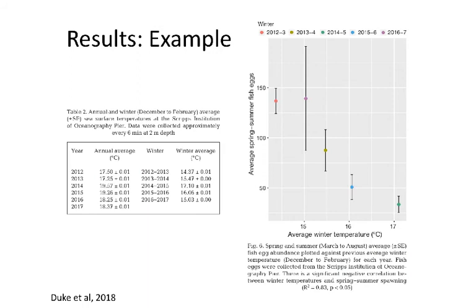So these are some examples of tables and figures in that Duke et al. 2018 fish egg paper. So here on the left is an example of a table where we're showing the different years, the average water temperature. Here on the right, in figure 6, they're looking at the potential correlation or relationship between the average winter temperature and the number of fish eggs in the spring and summer. So those are 2 examples of visuals in a results section.